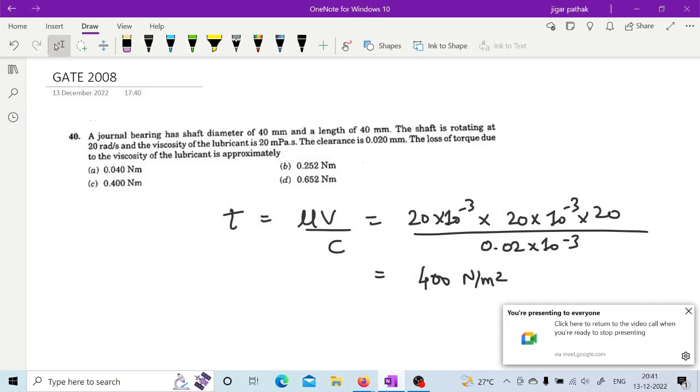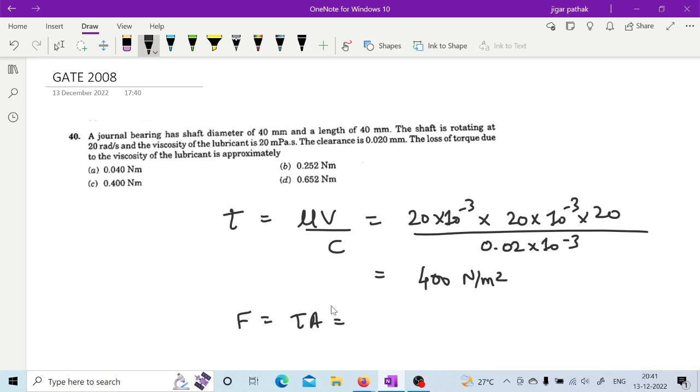So once you get this stress, then you can calculate the force, that is stress into area. What will be the area over which it is acting? That is the projected area, pi dl. Area is pi dl. 400 into pi into diameter, again 40 into 10 to the minus 3, into length, again 40 into 10 to the minus 3. So that will be the force.